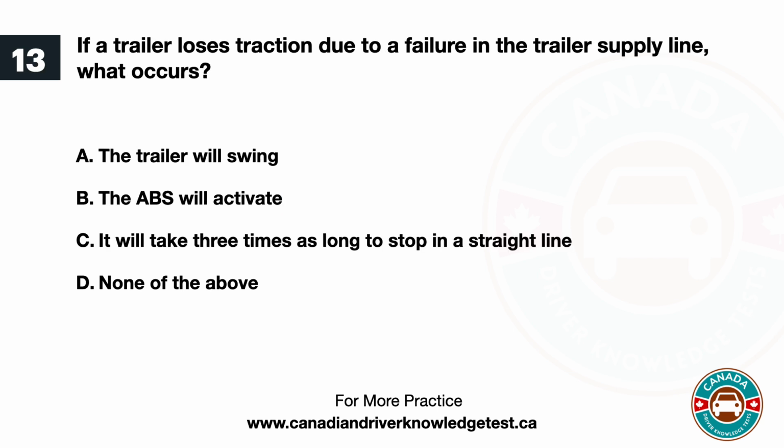Question 13. If a trailer loses traction due to a failure in the trailer supply line, what occurs? A. The trailer will swing. B. The ABS will activate. C. It will take 3 times as long to stop in a straight line. D. None of the above. The answer is A. The trailer will swing.